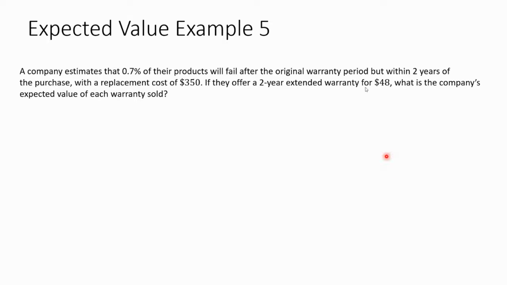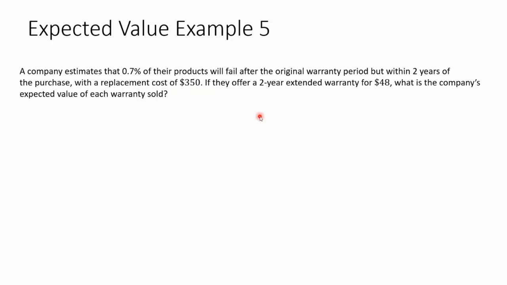So here for this expected value, here's another example now. This one I actually got from the book. A company estimates that 0.7% of their products will fail after the original warranty period ends, but within 2 years of the purchase, with a replacement cost of $350. In other words, if a product breaks down within 2 years, it will cost the company $350.